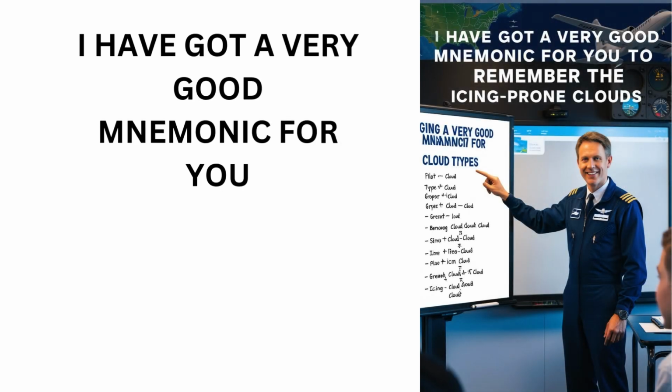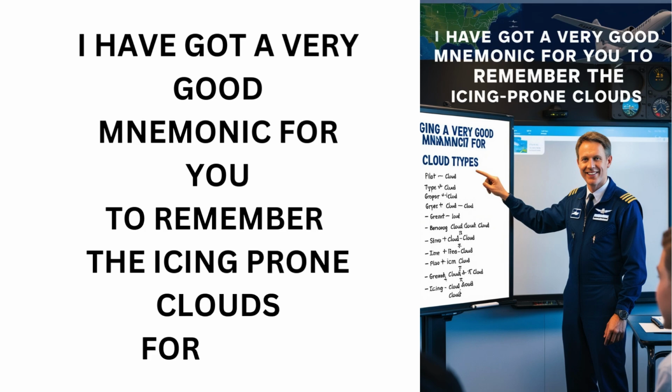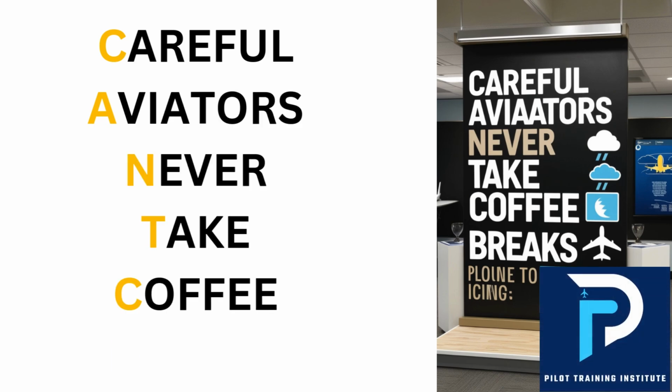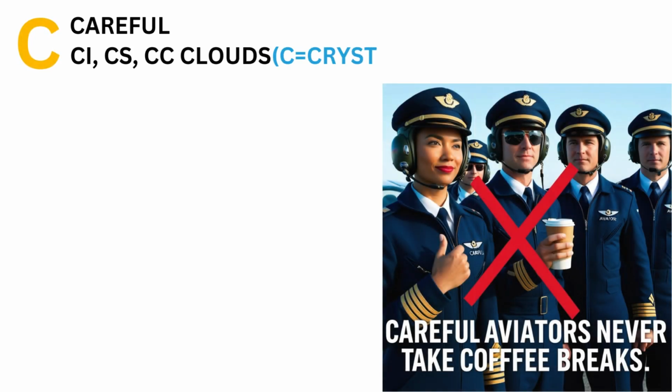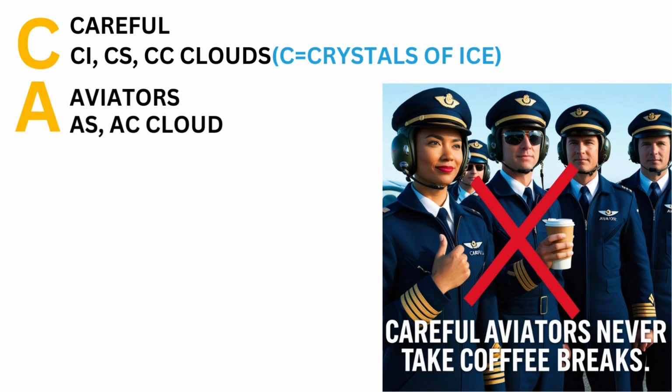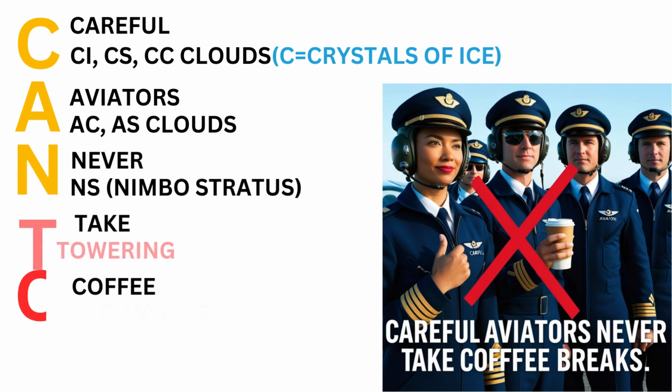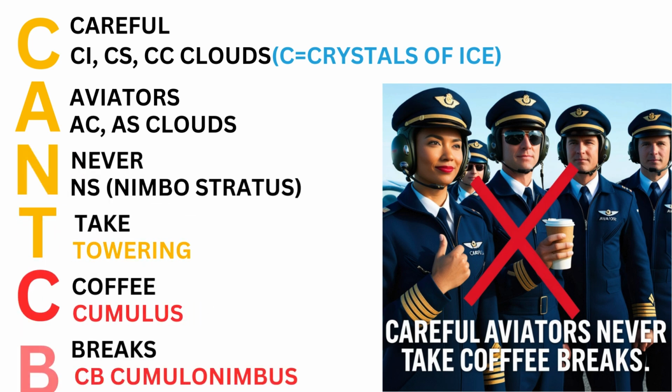And let me tell you, I've got a very good mnemonic for you to remember this. All you have to remember is just this one line. Careful aviators never take coffee breaks. Now you'll see it on the screen. What I mean by that, careful is all the C clouds, which is cirrus, cirrostratus, and cirrocumulus. Aviators is basically your altostratus, altocumulus. Never take coffee breaks. TC is towering cumulus, and coffee breaks CB, cumulonimbus. So remember this mnemonic, that will help you a lot in your aviation exam. Careful aviators never take coffee breaks.